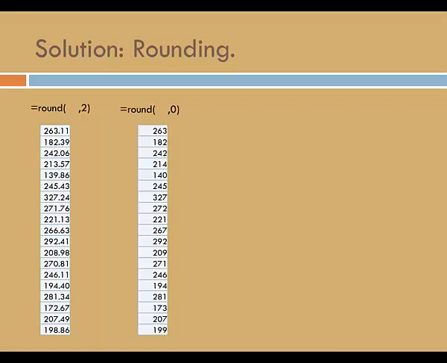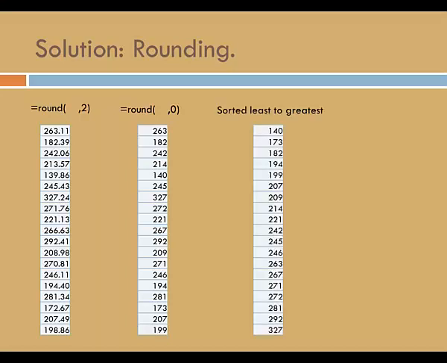In this case, I've rounded to whole numbers using the Excel function round again, this time keeping 0 decimal places. This is looking better. If I put the data in order from least to greatest, I end up with values 140 through 327. I can now separate off the rightmost digit. I'll have stems that range from 14 to 32, and here's the finished stem and leaf display.